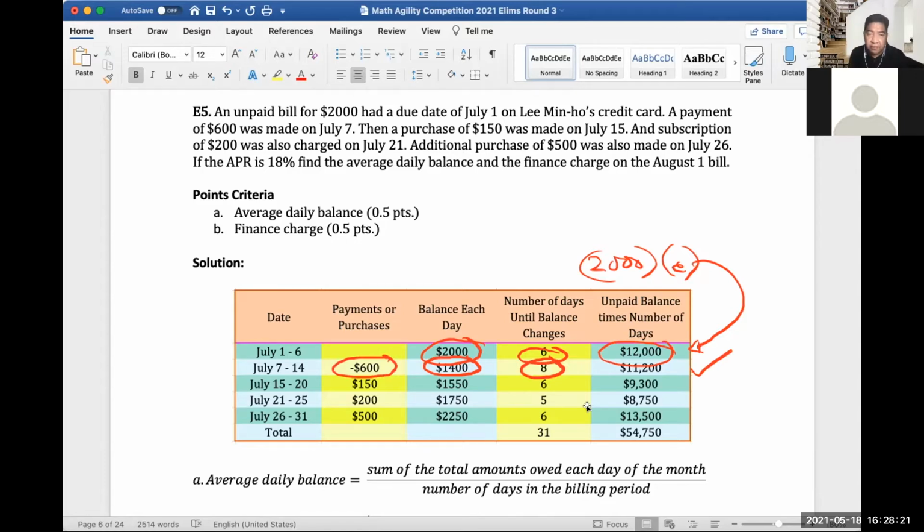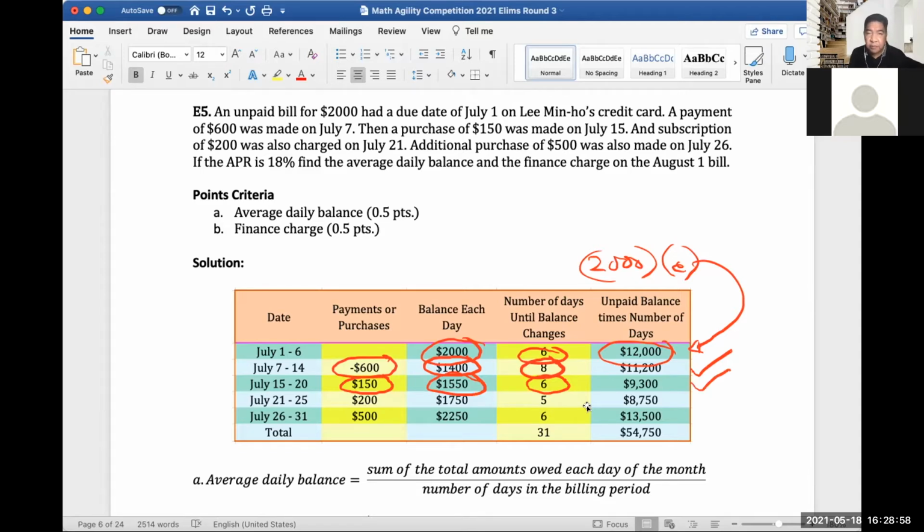Okay, from July 15 to 20, Lee Min Ho purchased $150, right? So this is that one. So if you purchase again, you add it to the balance, right? So the last balance was 1,400. So plus 150, so that's 1,550 here. And from July 15 to 20, that is actually 6 days. So to be able to get the last column, 1,550 times 6 is 9,300 here.